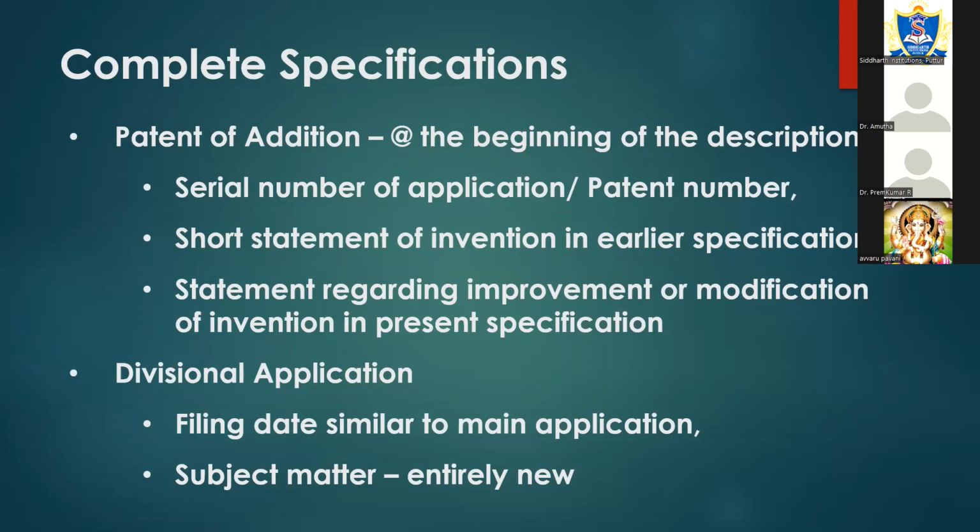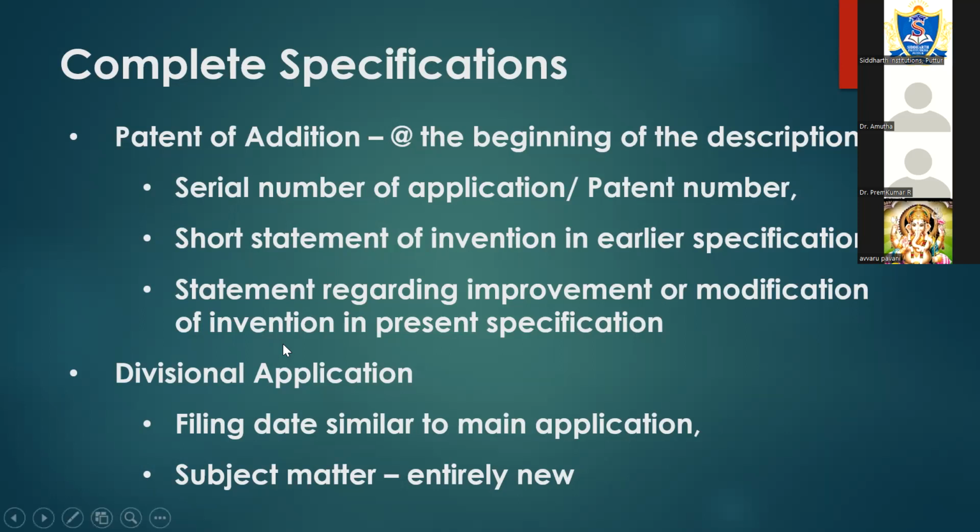Patent of addition is considered as the original invention, but the addition of the new invention, the inventive step, is very small. The addition of the inventive step is so small that it cannot be claimed as a separate invention. In that case you can go with the patent of addition. Because you have already filed the application for the patent, or you have the patent granted, these details should be available with the patent of addition specifications. The specifications of the patent of addition have to be included.